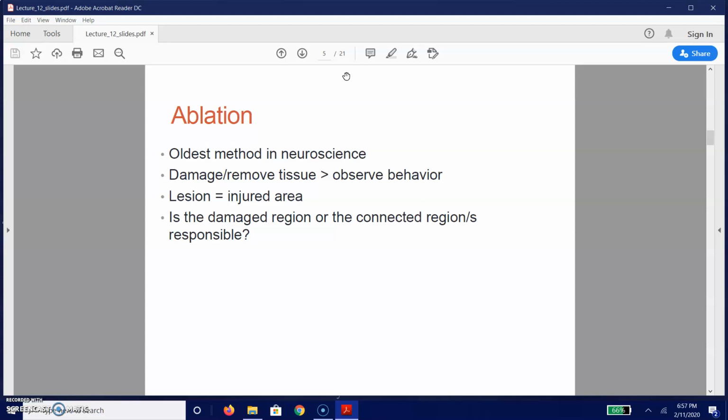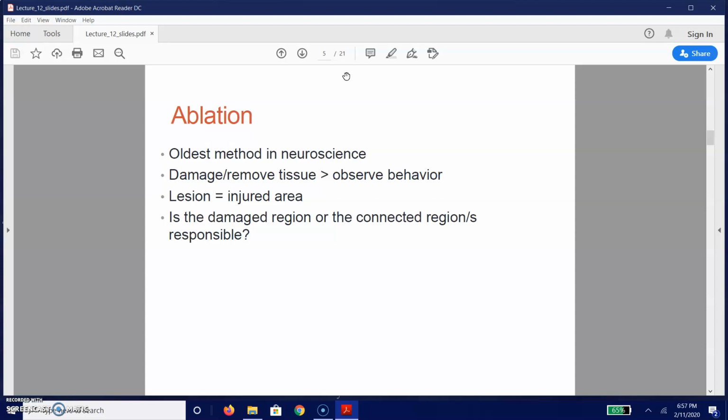Obviously, with humans, we don't intentionally ablate brain tissue, but we do actually study patients with existing lesions to understand the functions of those damaged brain areas. Now, just in case you don't know, a lesion is an area of damaged tissue, and ablation studies may sometimes be referred to as lesion studies.